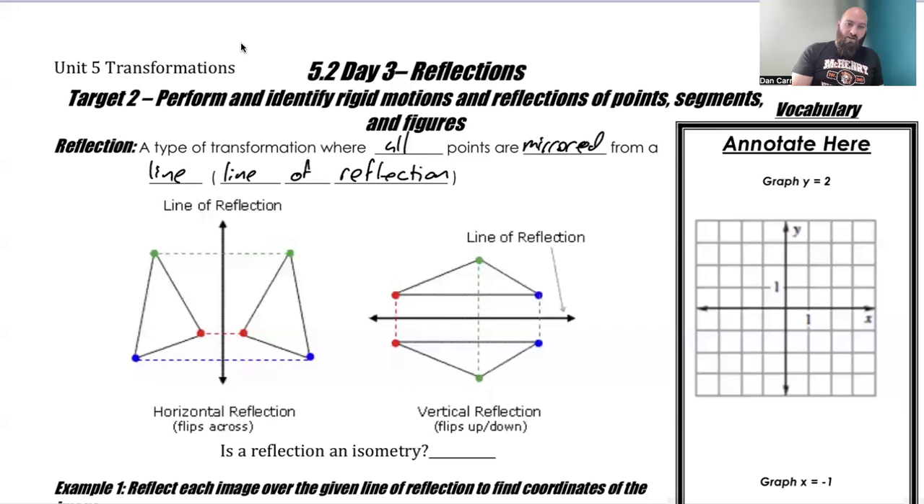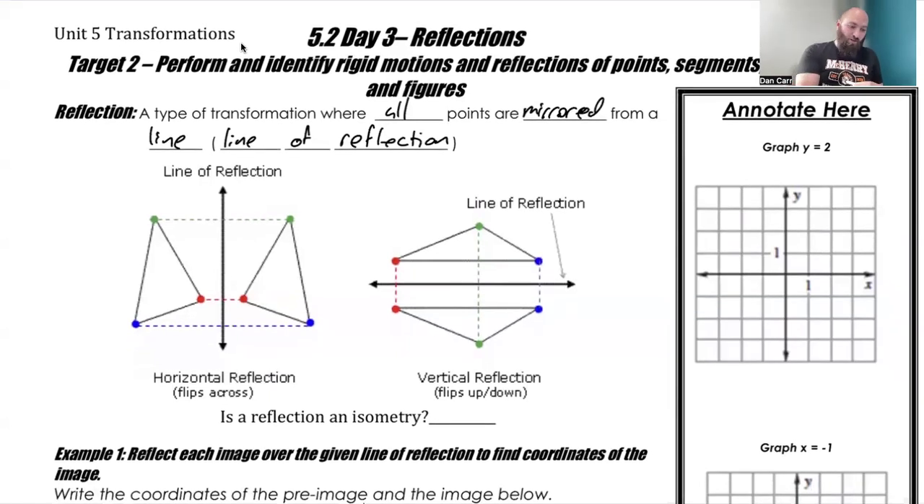So what we mean by that is if I look at something like this, here's a horizontal reflection. Every point is the same distance on both sides of my line of reflection. Okay. So that's what creates our mirror image. I can do it horizontally where I flip across this vertical line, or I could do a vertical reflection that goes across the horizontal line. Okay. So we look at this. Is a reflection an isometry? Yes. It maintains the same size and shape when we go through this.